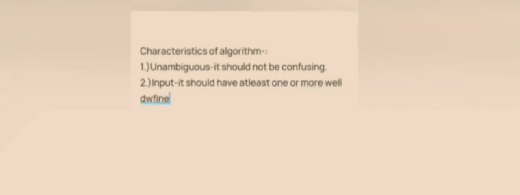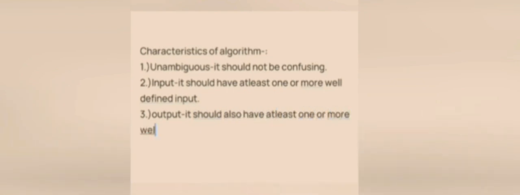Now let us look at the characteristics of an algorithm. There are total 5 characteristics of an algorithm. The first one being unambiguous. It should not be confusing. The second one is input. It should have at least one or more well-defined input. Third one being output. Algorithm should have at least one or more well-defined output as well.